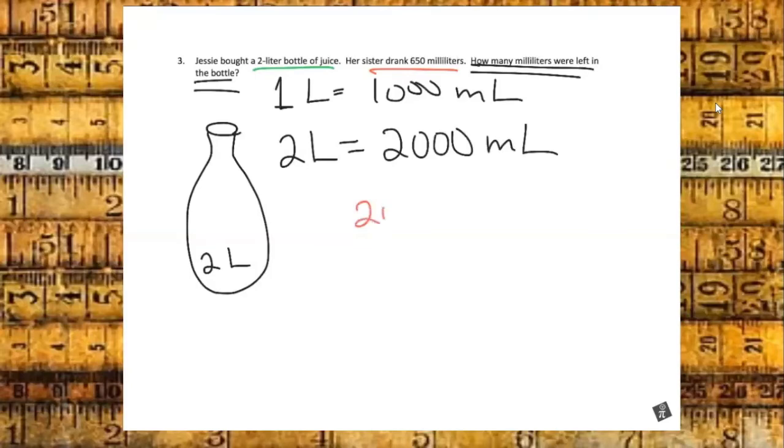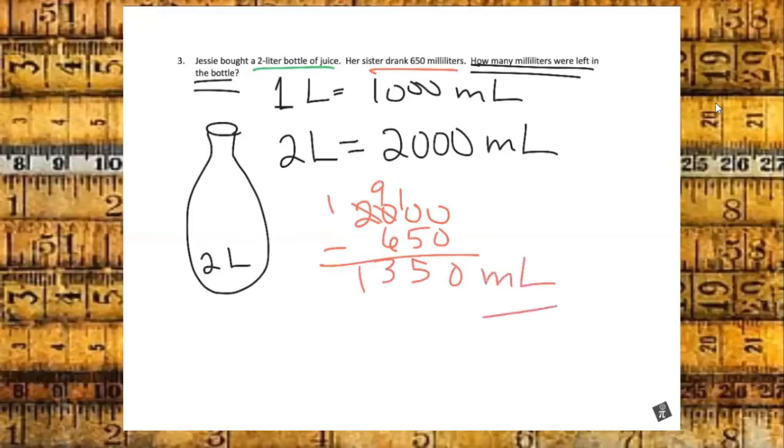So we've got 2,000, subtract 650, gives us 1,300 milliliters left over. So that's how much is still left in the bottle.